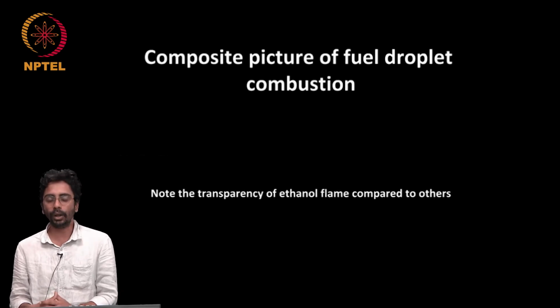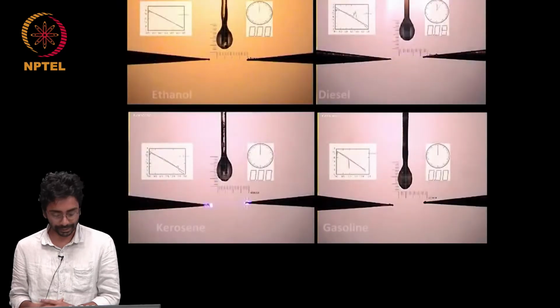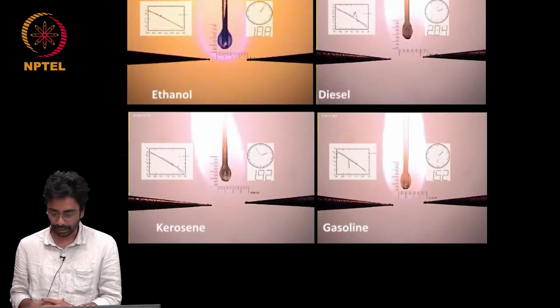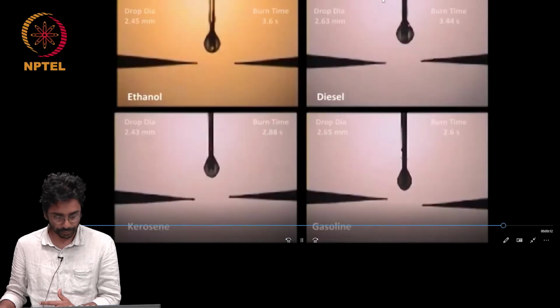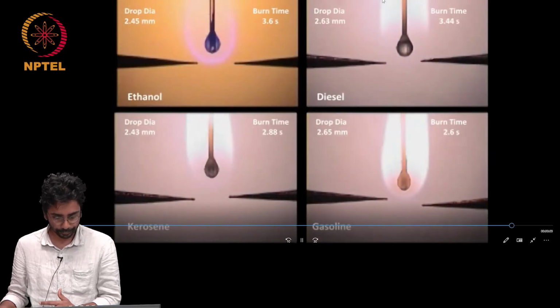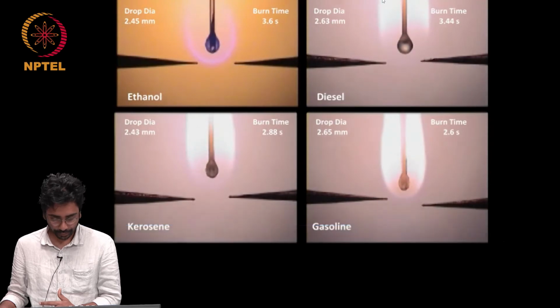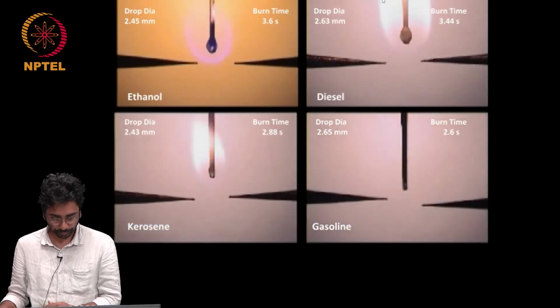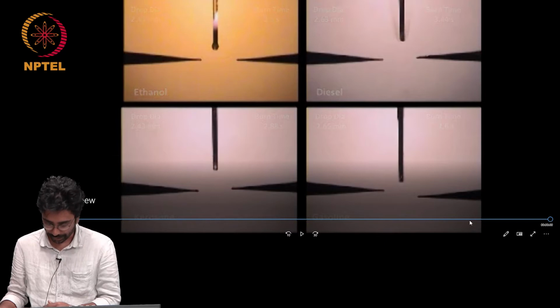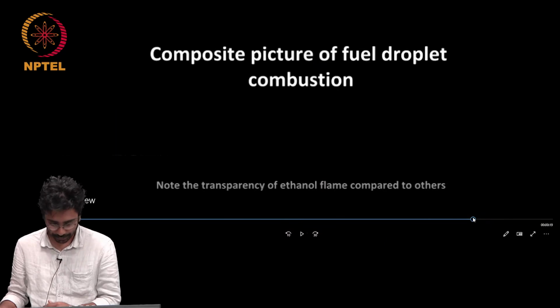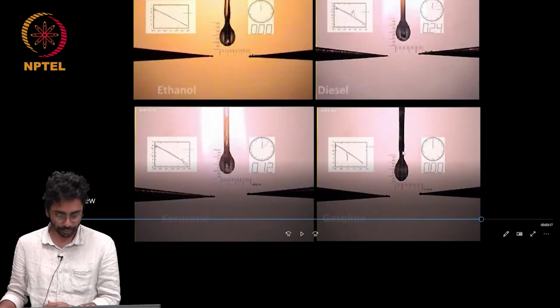Now you will see all 4 in a single frame, and notice the transparency of the ethanol flame, and that is played at a slower speed. Good. So I will just go back to one particular frame where I want you to notice something.